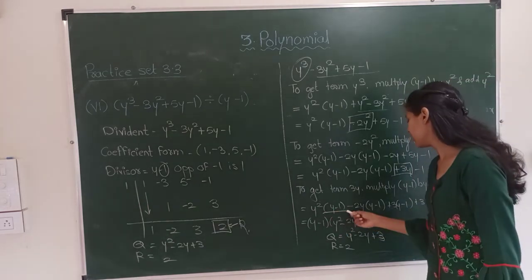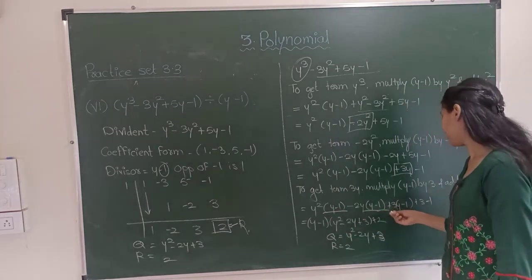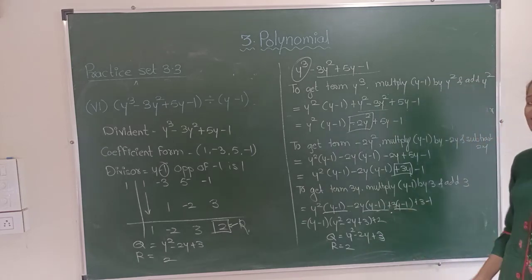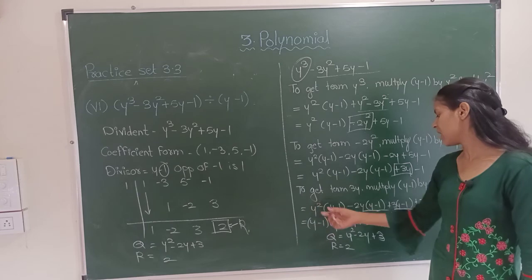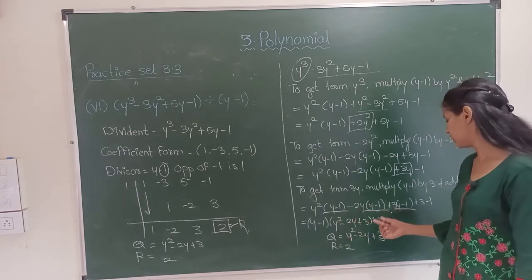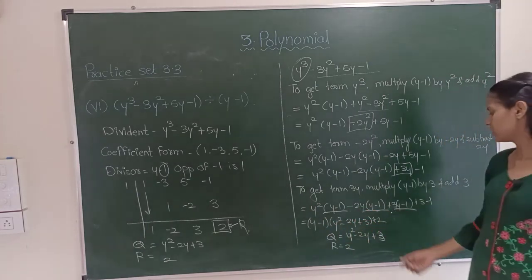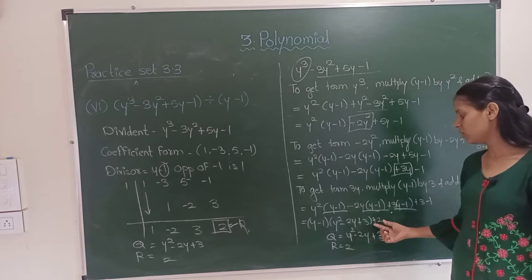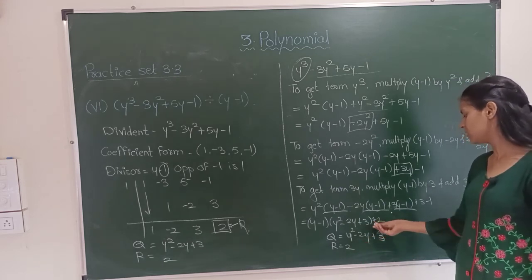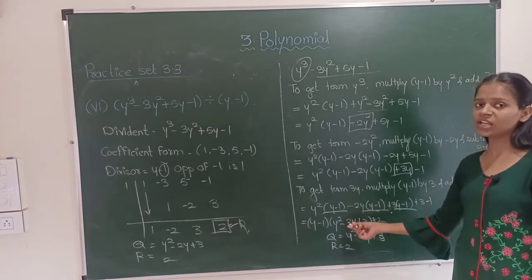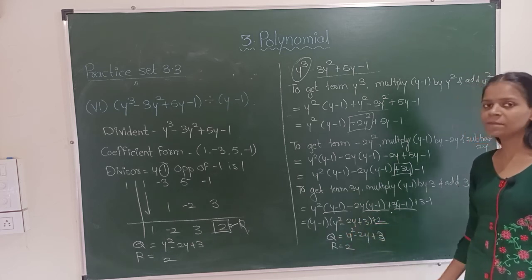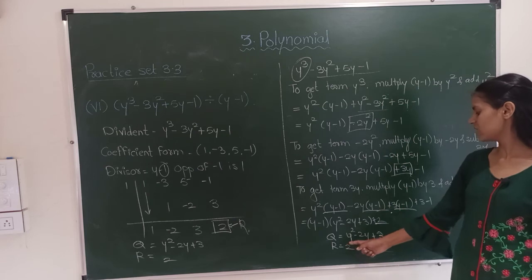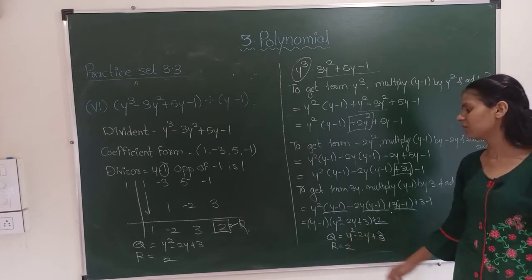Now this y minus 1, y minus 1, y minus 1, these three we will take in common. So y minus 1, and the remaining terms are y square, minus 2y, plus 3, and 3 minus 1 is plus 2. Okay, so here 2 is the remainder. The last term is always the remainder, and the term before the remainder is the quotient. So the quotient is y square minus 2y plus 3. So we have got both. The quotient is y square minus 2y plus 3, and the remainder is 2.